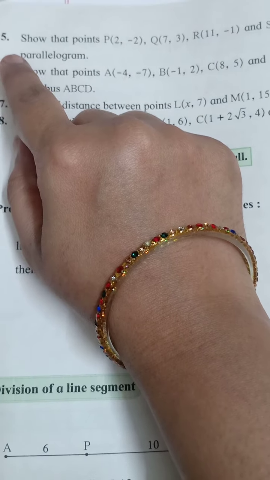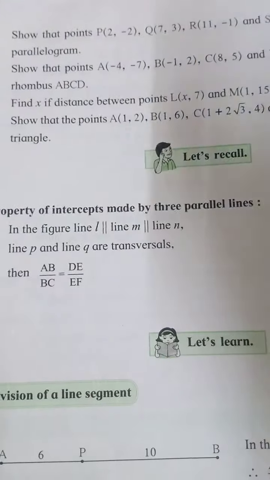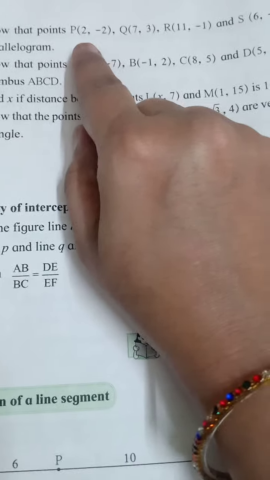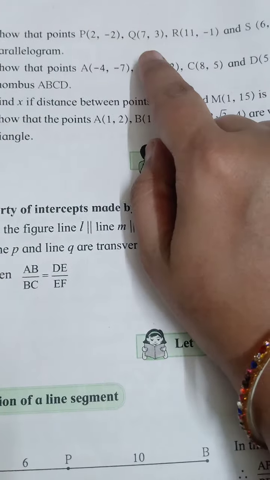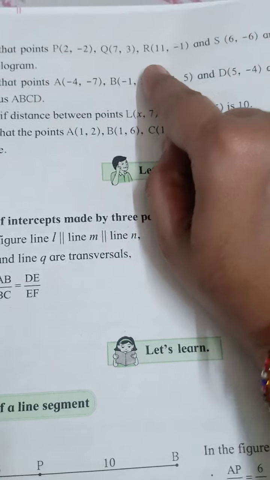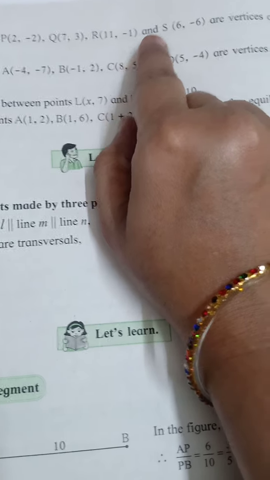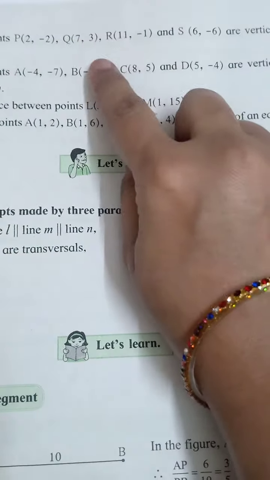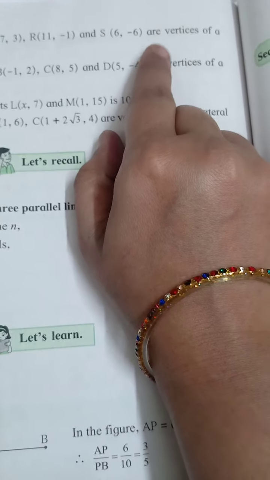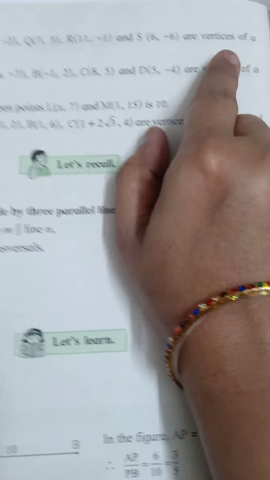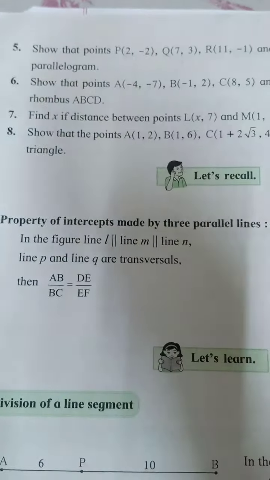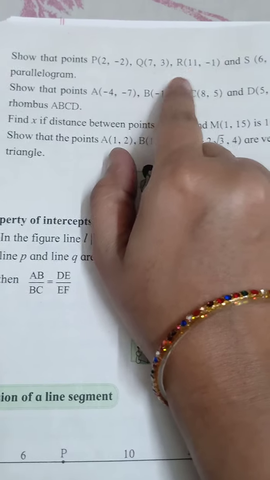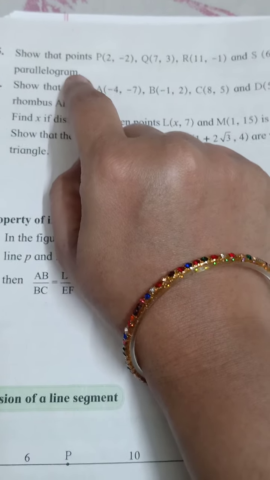Now we'll start our question number 5. Show that points P(2, -2), Q(7, 3), R(11, -1) and S(6, -6). Here P, Q, R, S, 4 points are given with their coordinates. We have to show that they are vertices of a parallelogram. We have to show that these 4 points are making a parallelogram.